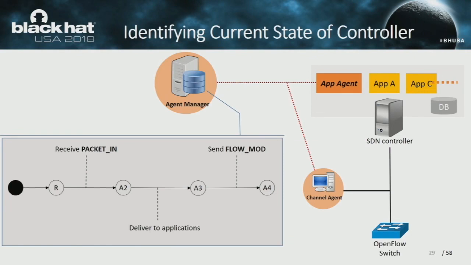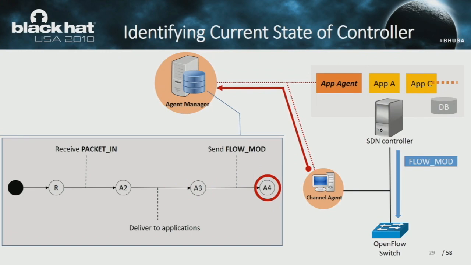So the first step is identifying the current state of the target controller. And here we have a very simple example showing how it works. First we assume that the current state is the ready state, and when the controller receives the packet-in message from the switch, the channel agent in the middle notifies it to the agent manager. So the current state is moved into state A2. And once the controller hands it over to the application agent, the state transition to A3 happens through the application agent.